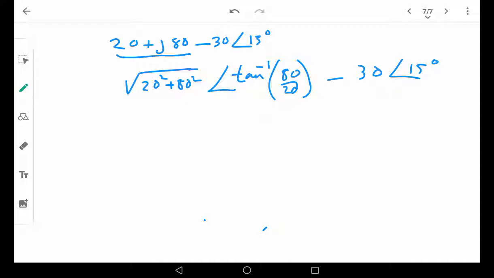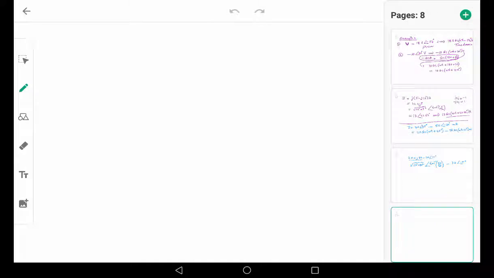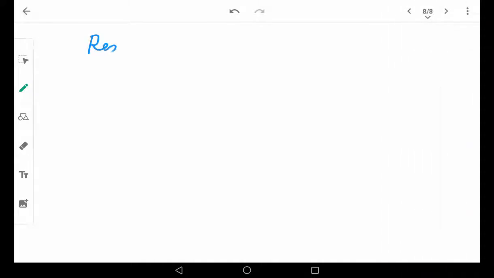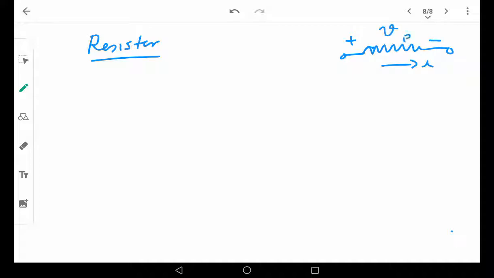Now we will study one more topic, right? We will study the resistor. You have for a resistor the Ohm's law, right? If you have a resistor like this, with the current I flowing through, and the voltage V between this, and this resistance value is R. According to Ohm's law, V equal to I into R, or you can write it as R into I, isn't it?